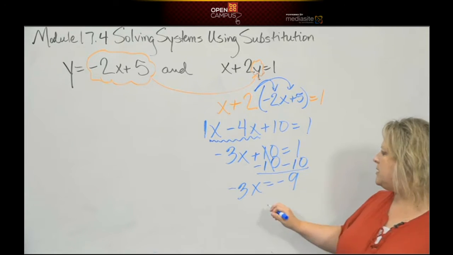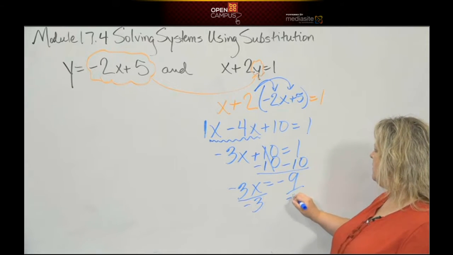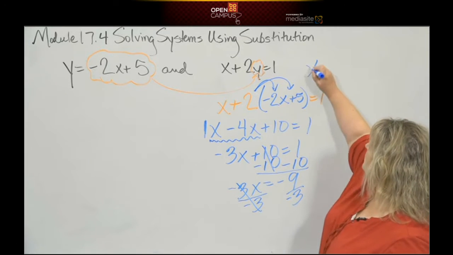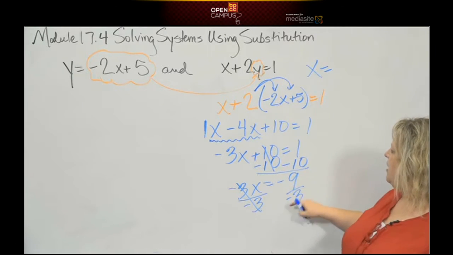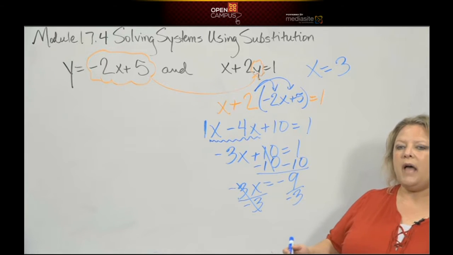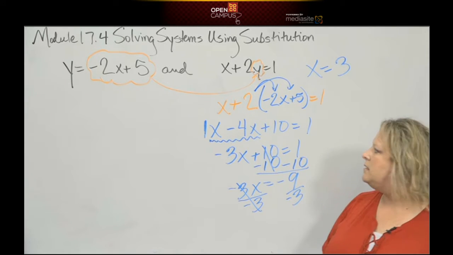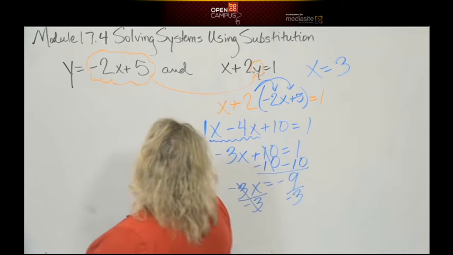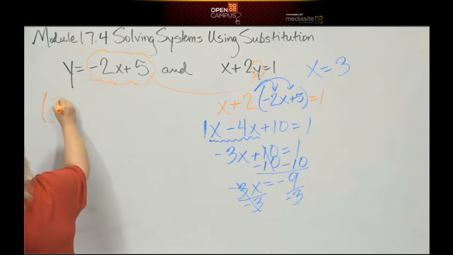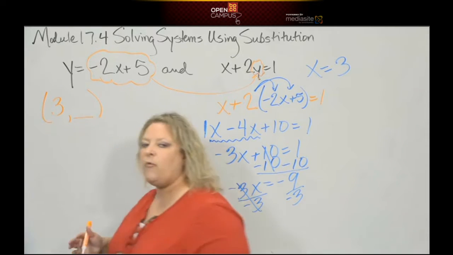Then I have one more step to isolate x, and that is divide by negative 3. And when I do that, that divides out, and I'm left with x is equal to a negative divided by a negative is a positive. X is 3. So now I have found 50% of my solution, right? So once you find 50%, let's come over here and let's write that ordered pair. 3. There's my x value. All I'm missing now is my y value.